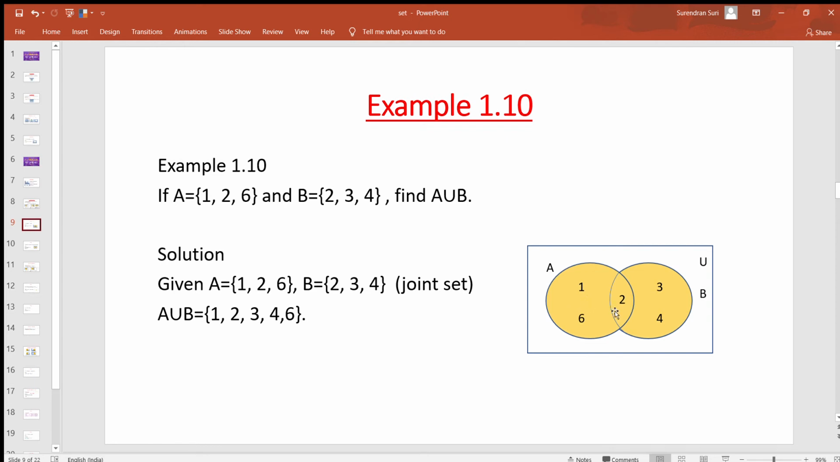In the Venn diagram, the common element 2 is placed in the intersection, and set A contains 1, 2 and 6. Set B contains 2, 3 and 4. Now we are asked to find the union. So we have to combine and write all the elements in the shaded portion, that is the set of 1, 2, 3, 4 and 6, which is called A union B.